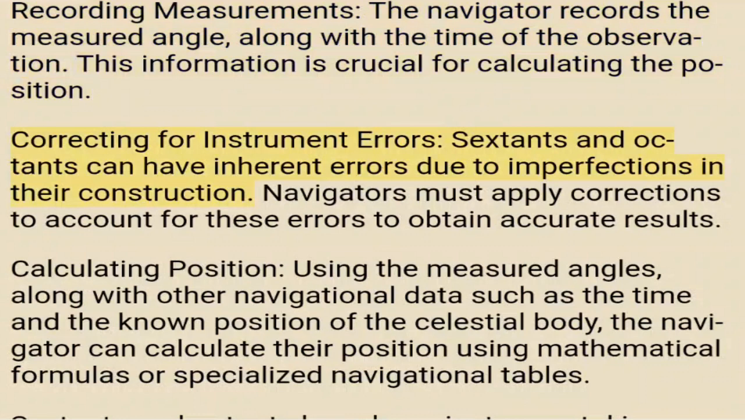Correcting for instrument errors. Sextants and octants can have inherent errors due to imperfections in their construction. Navigators must apply corrections to account for these errors to obtain accurate results. Calculating position. Using the measured angles, along with other navigational data such as the time and the known position of the celestial body, the navigator can calculate their position using mathematical formulas or specialized navigational tables.